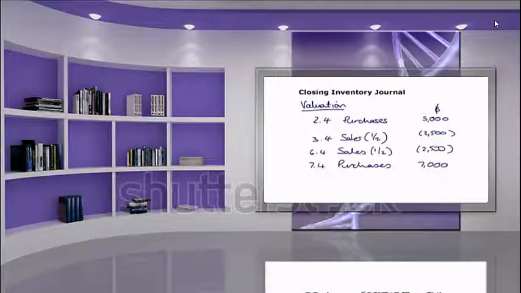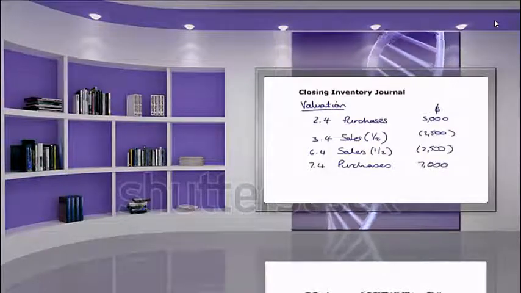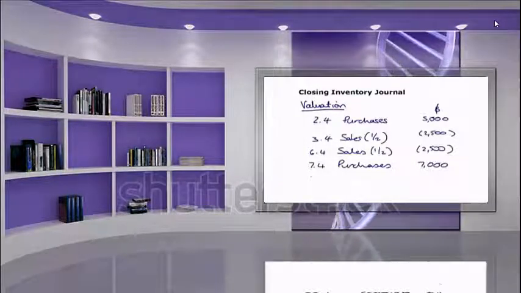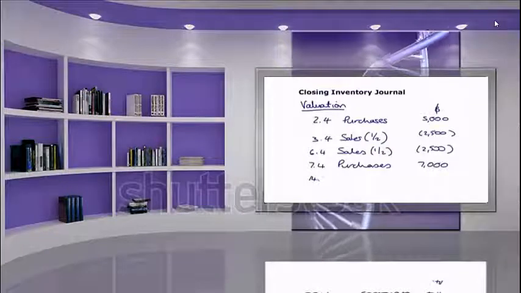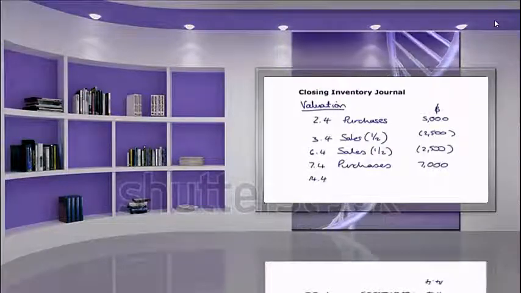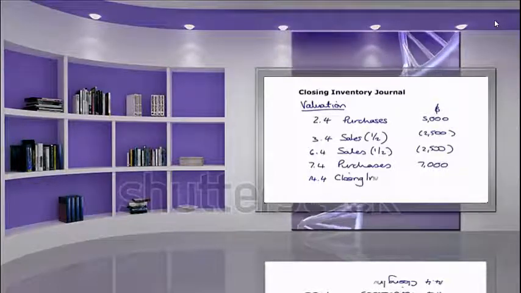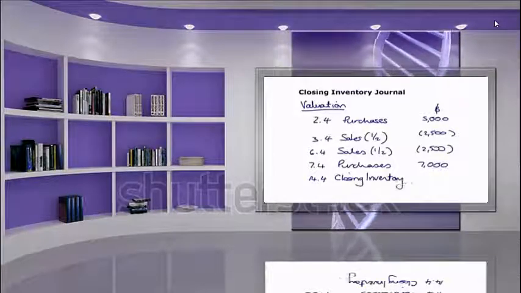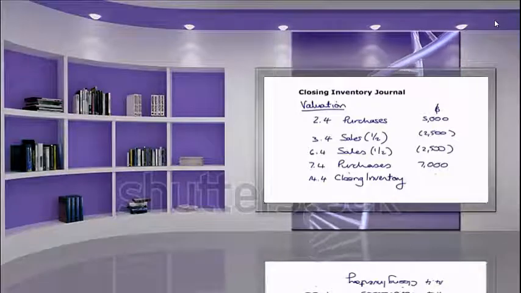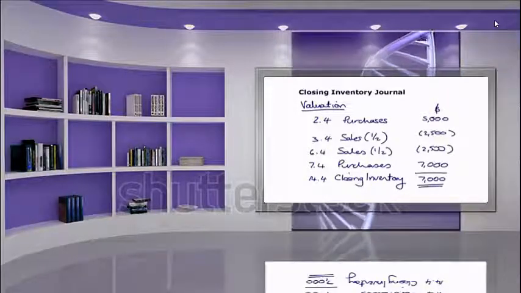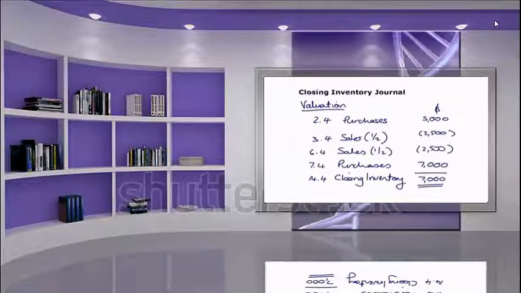The final transaction on the 8th of April was all to do with a delivery van, which is not inventory. So that must be it. The 14th of April, our year end, our closing inventory balance must be the $7,000 worth of goods remaining at the year end.